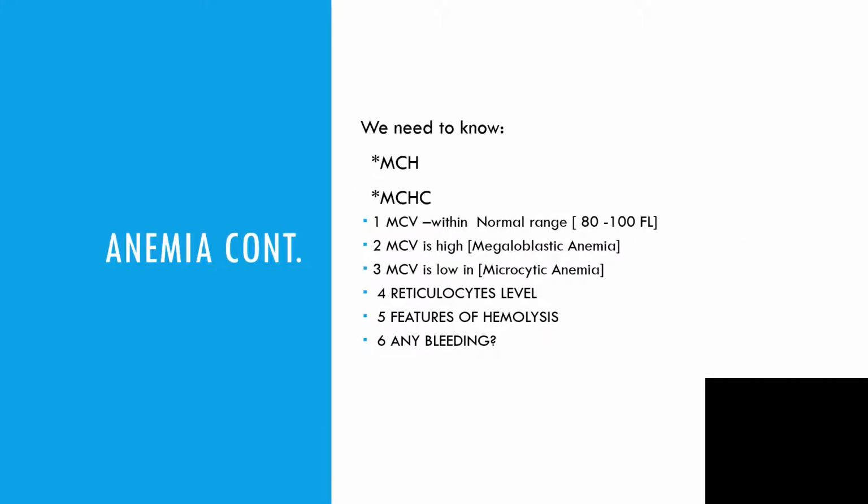We also need to know MCHC, MCH, then MCV, which is the mean corpuscular volume, and the normal range is 80 to 100 femtoliters. When mean corpuscular volume is high, that is megaloblastic anemia. When MCV is low, that is microcytic anemia. We need to know the level of reticulocytes, the features of hemolysis that I'm going to talk about in a bit, and if there's any ongoing bleeding.